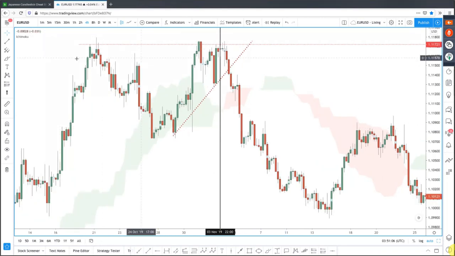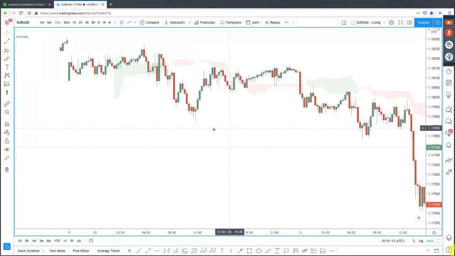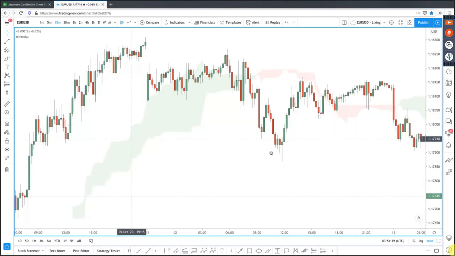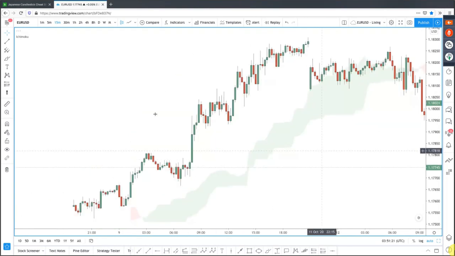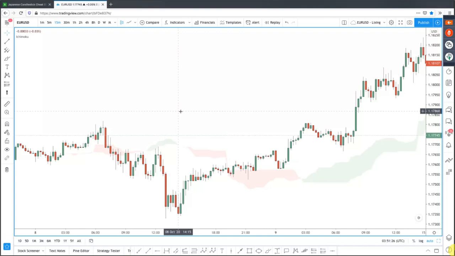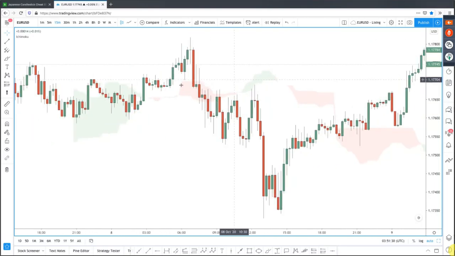Okay, and let me just show you an example on that. So for example, if you go on to the 15 minutes time frame, not saying that these patterns won't work, but it can be a little bit more misleading. Okay, sorry, I just lost my words there. But yeah, it can be a little bit more misleading.